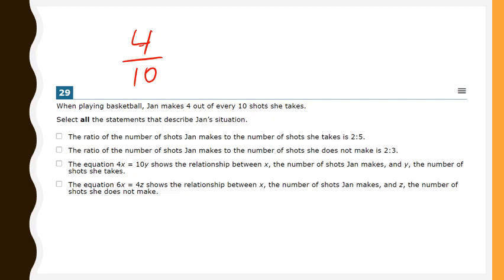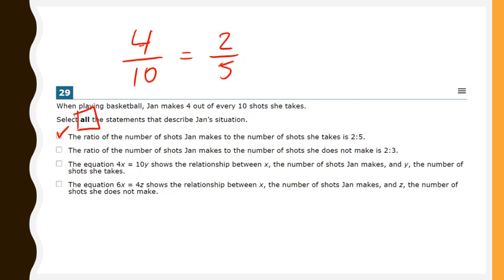So 4 out of 10, first thing I'm going to do is reduce this fraction because I know that's exactly what they probably want me to do. So 4 over 10 reduces to 2 out of 5. So the first statement says the ratio of the number of shots Jan makes to the number of shots she takes is 2 to 5. Hey, guess what? We just found one of our correct answers.